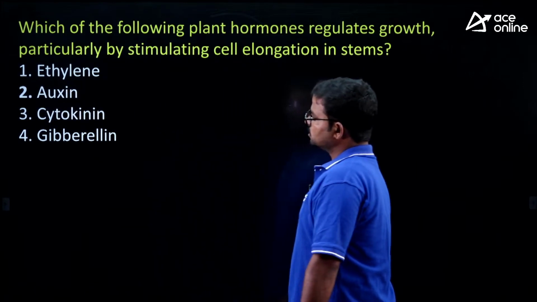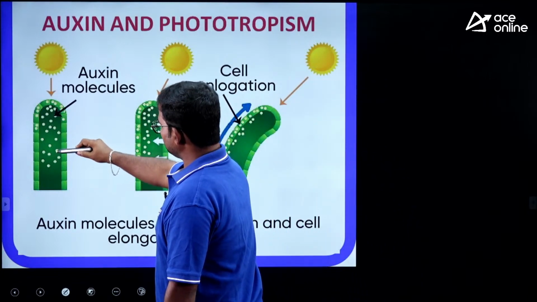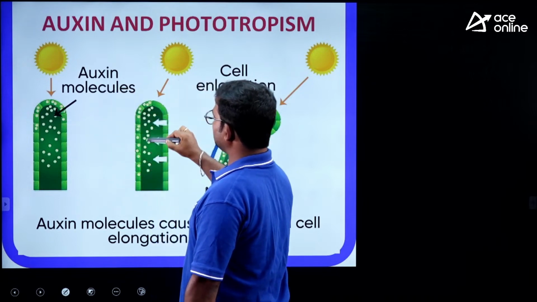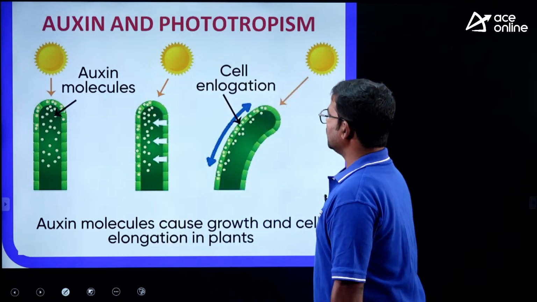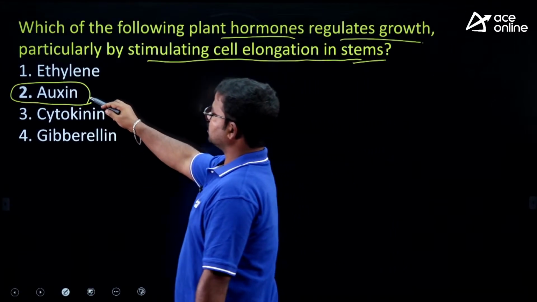These auxins are majorly existing like this. If you consider plant derivatives, here auxin molecules exist like this. This is responsible for elongation. So option 2 is the right option here.